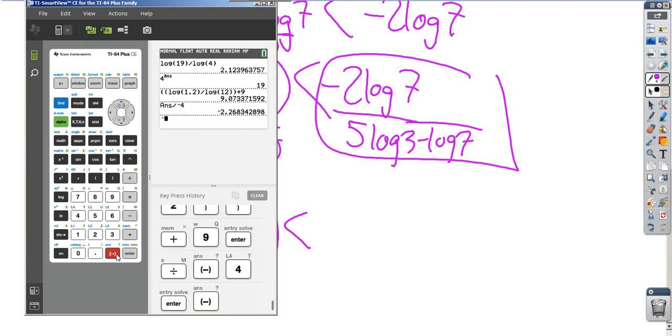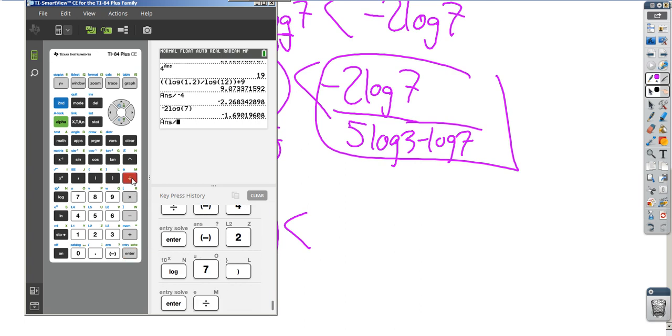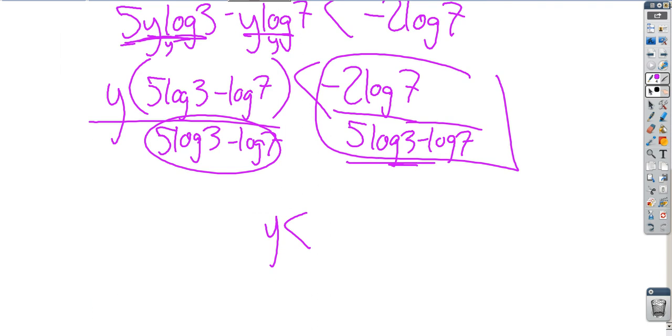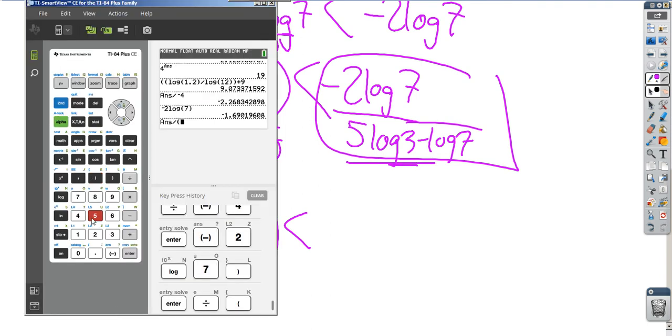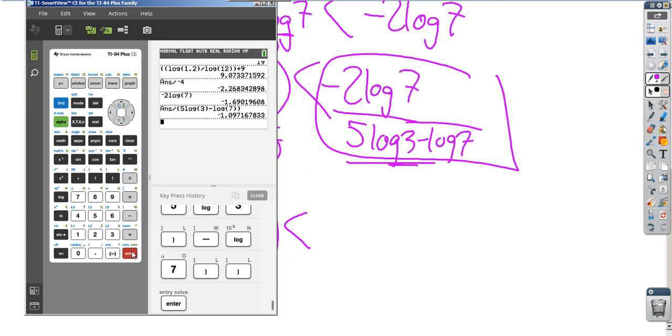Here is our answer. Negative 2 times the logarithm of 7 equals that. And then we're going to divide that by this whole thing in parentheses, this bottom part right here. So divide that answer by 5 times the logarithm of 3 minus the logarithm of 7. Okay, and let's make sure we close all our parentheses there, and we get negative 1.09.